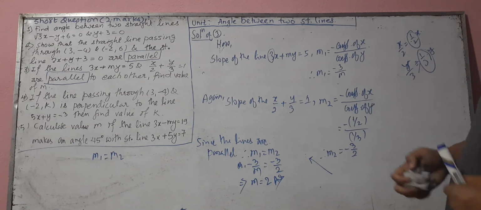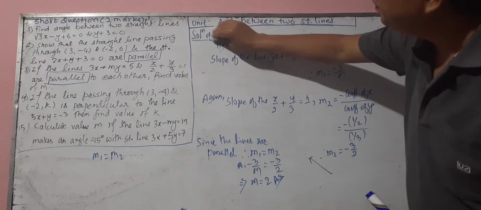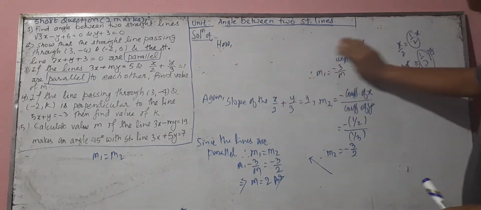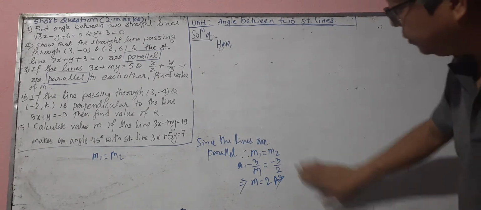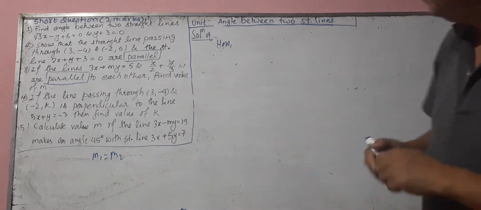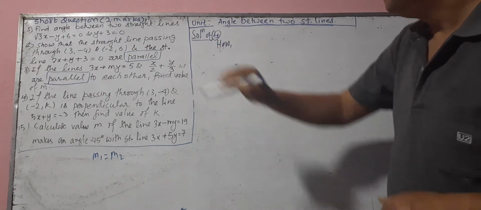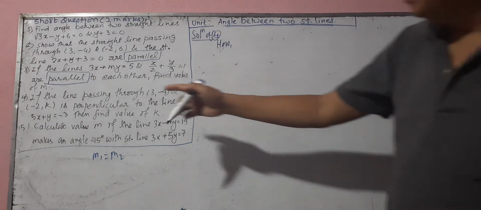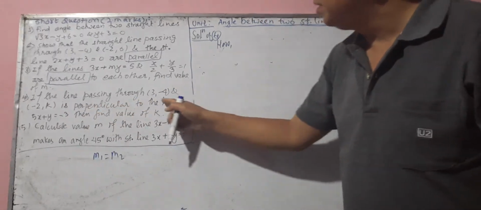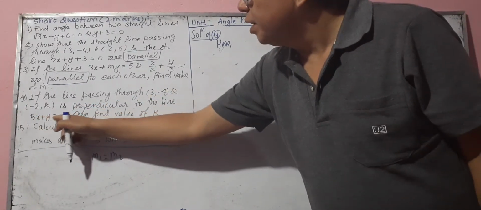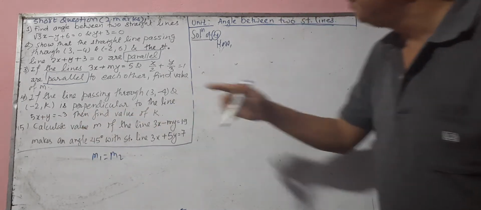Now I have two more questions left to solve. We solve question number 4. Look at question number 4. If the line passing through (3, -4) and (-2, k) is perpendicular to the line 5x + y = -3, then find the value of k.